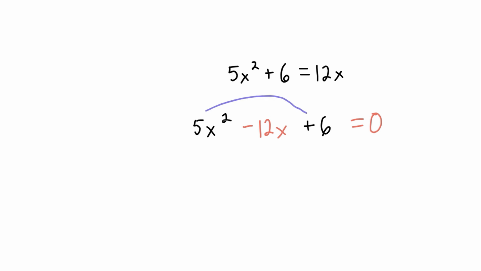I'm going to do the AC method where 5 times 6 gives me 30, but I'm not sure if any factors of 30 would give me 12. Like I could try 6 and 5, but that's 11. I could try 10 and 3, but that's 13.